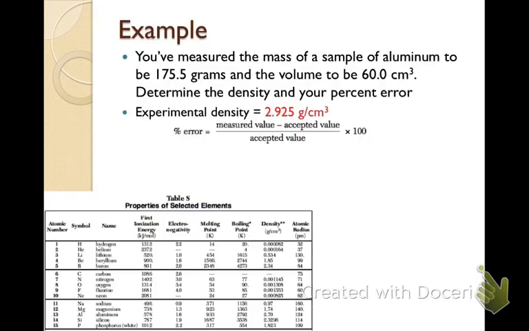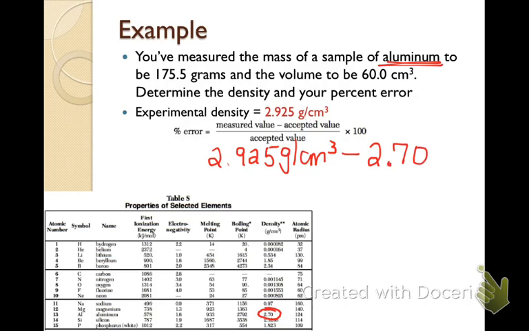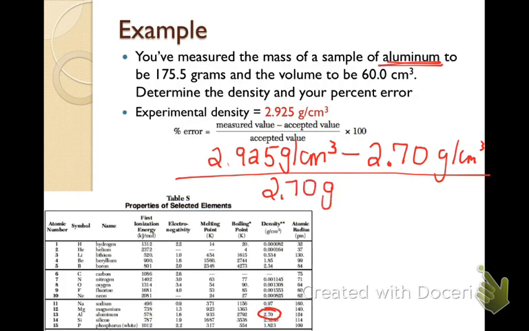Alright, now we're back. Okay, so the experimental density, that was our measured value. So we have 2.925 grams per centimeters cubed minus the accepted value. So this time we're going to use table S to help us figure this out because we have aluminum right here, and the density of aluminum is 2.70 grams per centimeters cubed. So if we're subtracting, the units are the same, and that's good. And the accepted value, again, 2.70 grams per centimeters cubed.